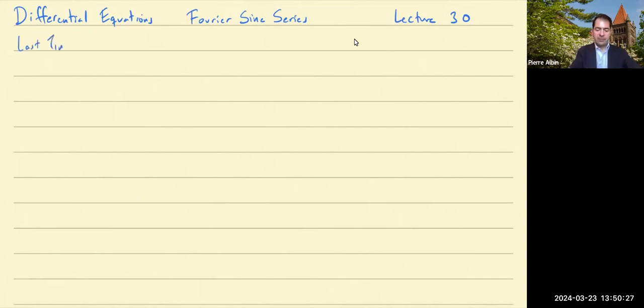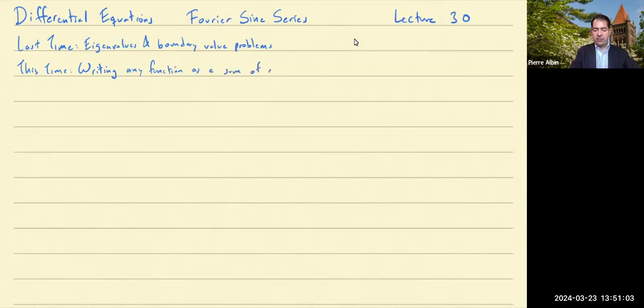Last time, we talked about eigenvalues and boundary value problems. This time, we're going to talk about writing any function as a sum of eigenfunctions. Okay, so let's start.